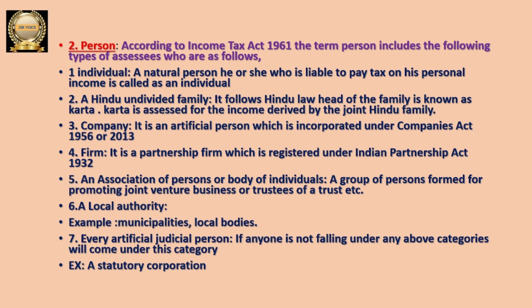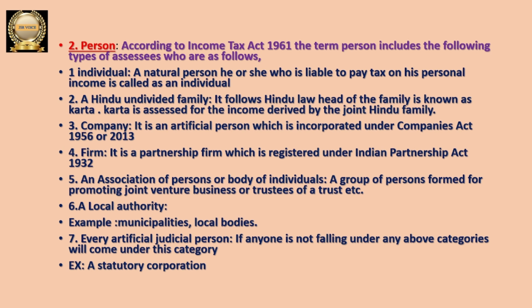Firm means partnership firm. A partnership firm means two or more persons starting and doing a business, registering the business under the Indian Partnership Act 1932, and if they earn profits in the business, they are liable to pay tax to the income tax department. Then we can treat that partnership firm as a person. Next one is association of persons or body of individuals. If any group of persons are promoting joint venture businesses, or acting as trustees of any trust, then they are treated as persons.